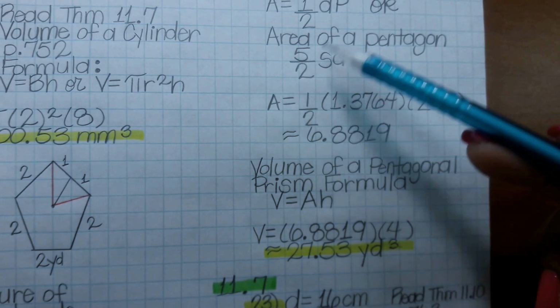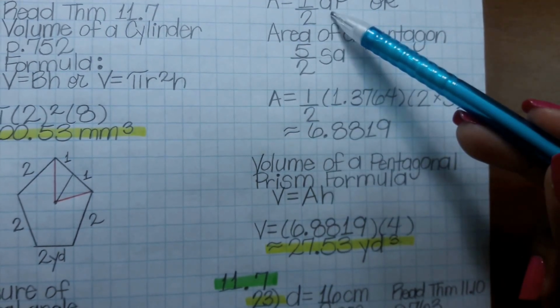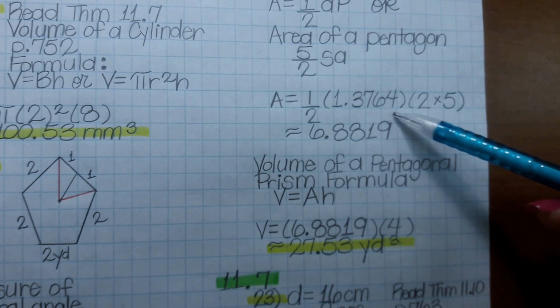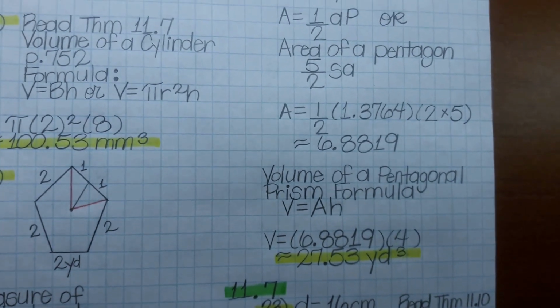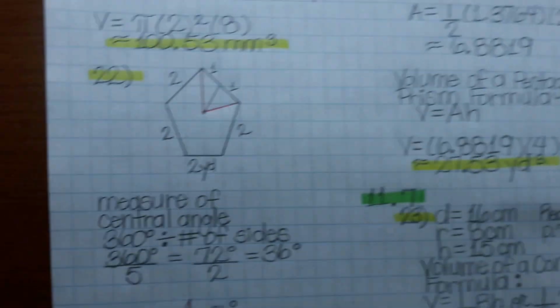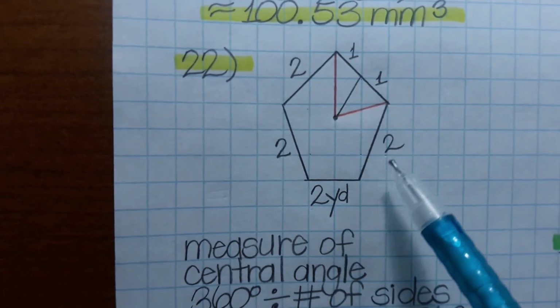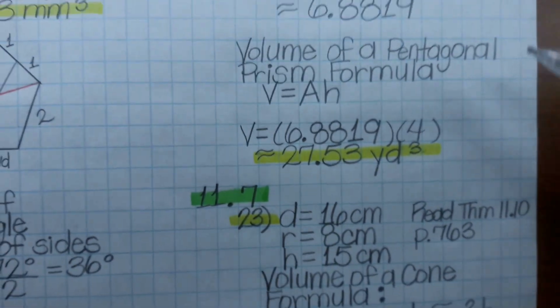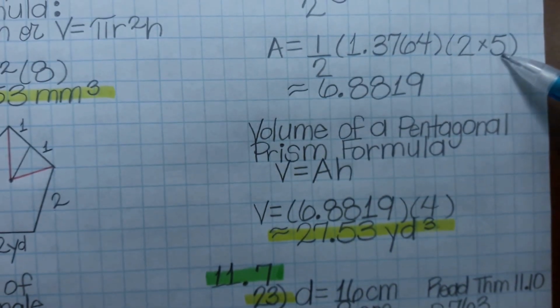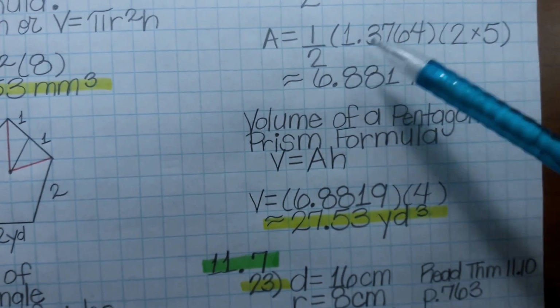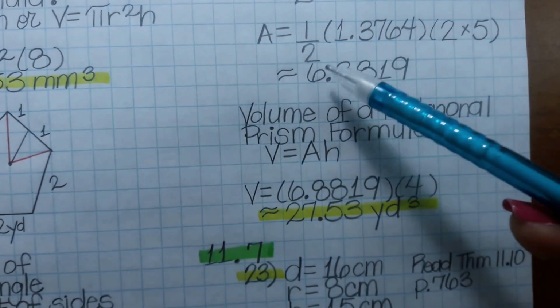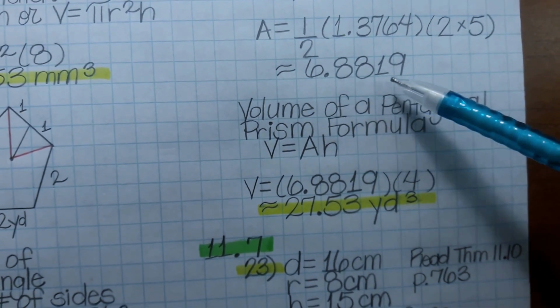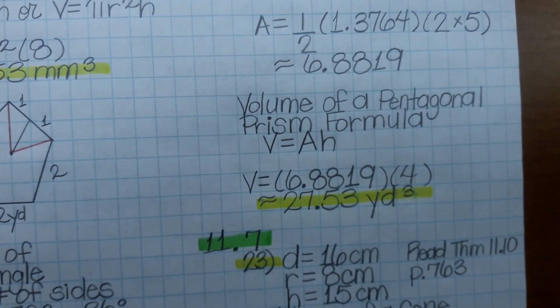So to do my area, I'm going to say 1/2 times my apothem, which is the 1.3764, times my perimeter. Now, we remember perimeter means we're going to add all the sides. So you look back at your picture. I'm going to say 2 plus 2 plus 2 plus 2 plus 2. So to keep it simple, we just say 2 times 5, which we know is 10. On your calculators, you should know how to use your calculators. Type this in, and you should get 6.8819.